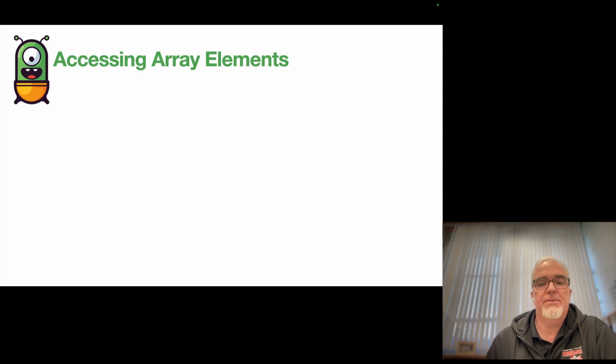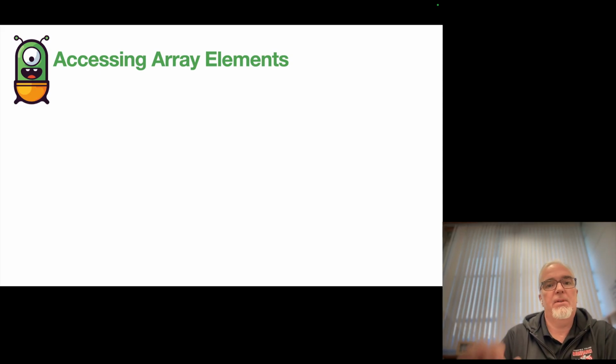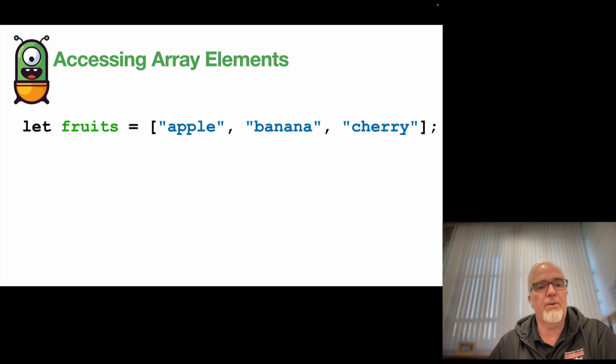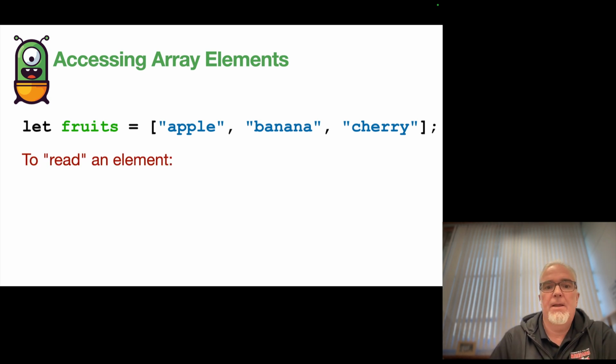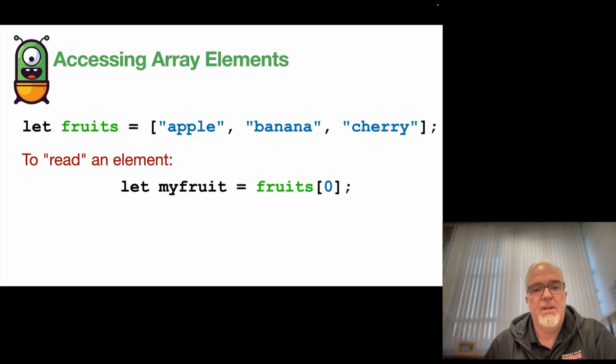Accessing array elements is pretty simple, and that is by design. The ideal way to access array elements is by using their index. So for example, if we have that fruits array again, apple, banana, and cherry, to read an element from that array, I'm going to use a variable called myFruit, and then I'm going to use equals fruits index 0.